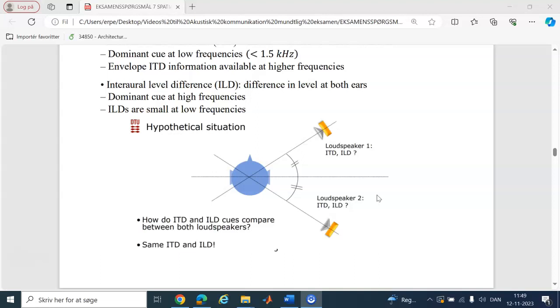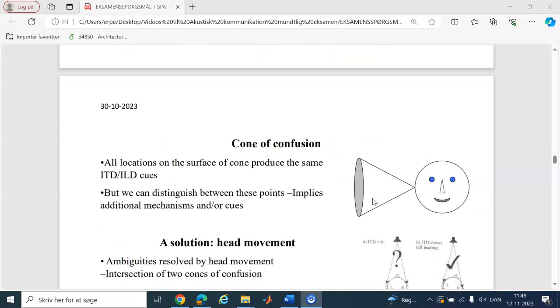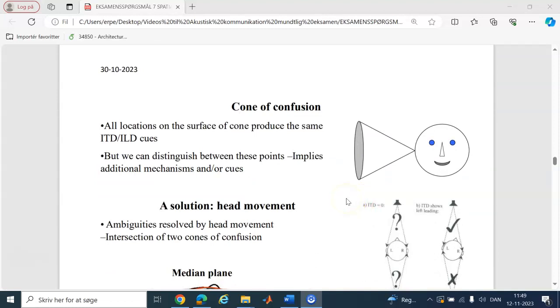How do ITD and ILD cues compare between two loudspeakers with the same ITD and ILD? What will you do? We have this cone of confusion. All localizations on the surface of the cone, for instance left or right here, produce the same ITD and ILD cues.